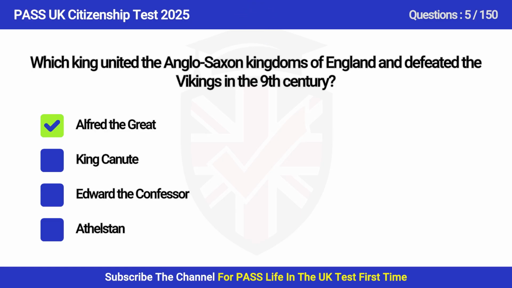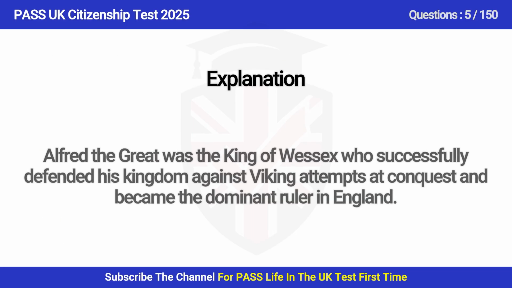Answer is A. Alfred the Great. Alfred the Great was the king of Wessex, who successfully defended his kingdom against Viking attempts at conquest and became the dominant ruler in England.